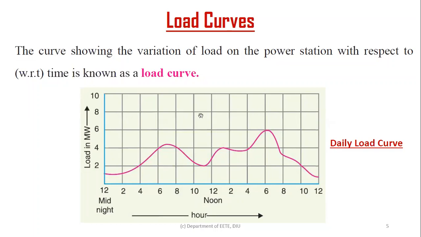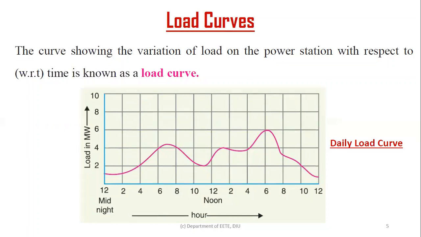Capacity, how? Suppose this is the load demand of a zone, of an area. Suppose Dhaka, you see that at 6 it has a maximum of 6 megawatt. The demand is a maximum of 6 megawatt. So what if we want to build a power station, that means a power plant, to supply these customers? What should be the capacity?